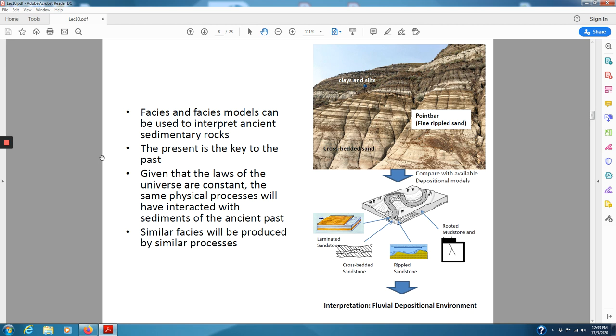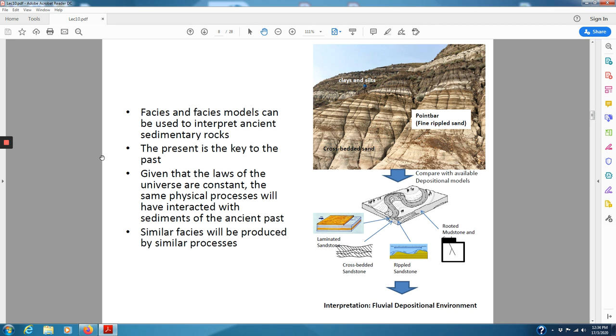You can also use facies and facies models to interpret ancient sedimentary rock. So you probably read some papers or heard some talks by some of our visiting lecturers on interpreting ancient depositional environments. We say things like fluvial depositional environment, or the red mudstones of the Langon red beds were deposited in a glacial marine depositional environment. How do they come up with these kinds of interpretations? It's not just mere arm waving, but there is a systematic method to geological interpretation.